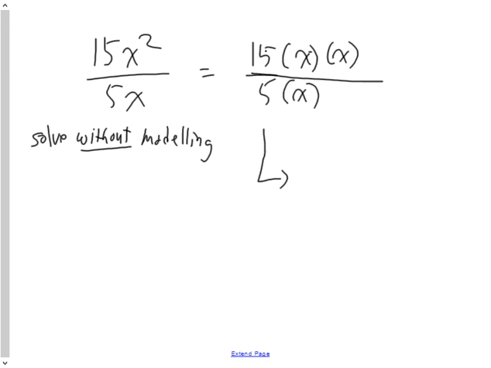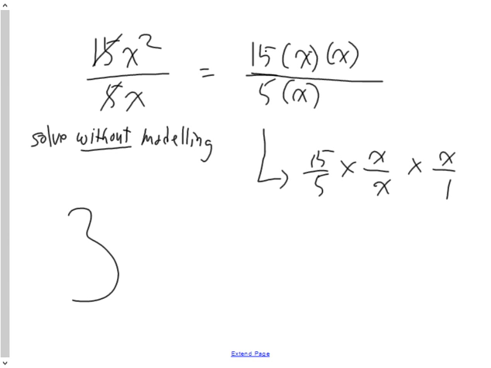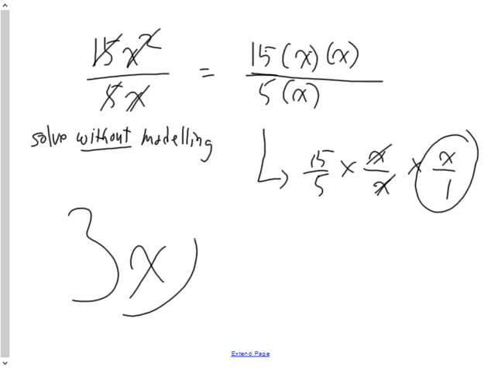So we're going to break it into parts. 15 divided by 5 is going to give us what? 3. Now what happens here? They cancel each other out, right? They kind of become a multiply by 1, which we talked about before, which doesn't affect it. And what's this left here? X. So x squared divided by x gives us just an x. And our solution for 15x squared divided by 5x, without modeling, is just 3x.